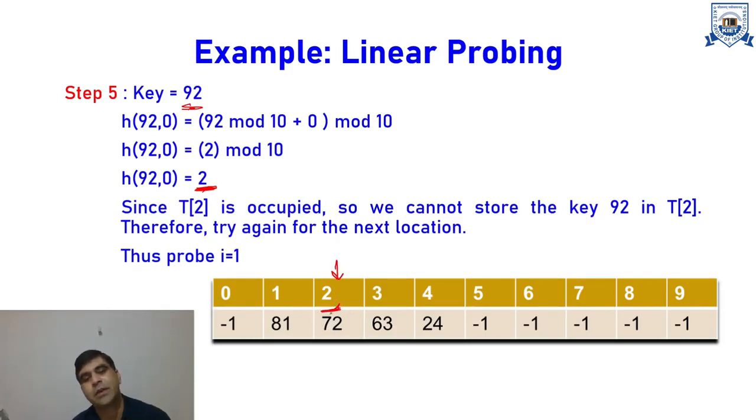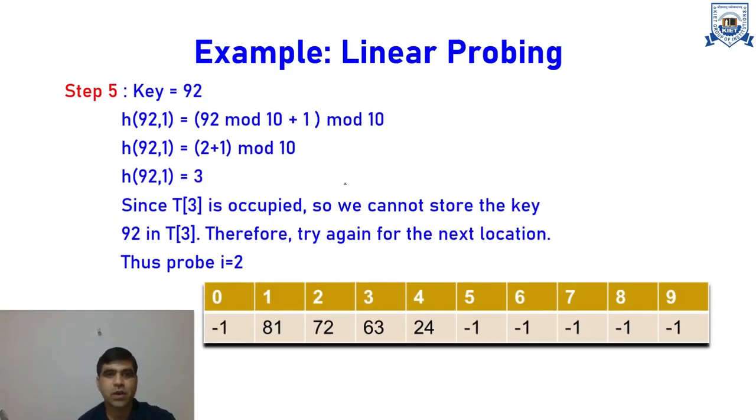If a sentinel value of -1 is there, it means that location is free. But now 72 is there, so this location is already occupied, which means a collision has occurred, right? So if a collision has occurred, then we again need to apply the same function, but instead of 0, we need to have 1, because this is the second probe.